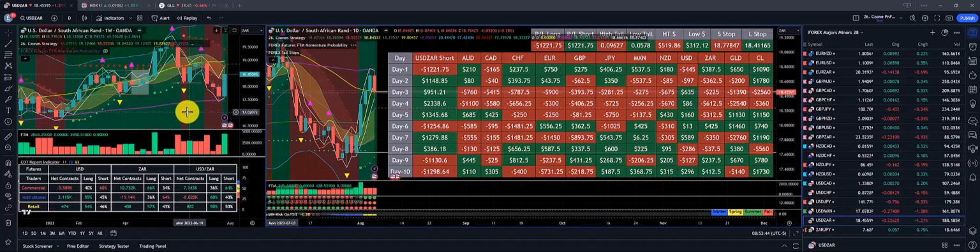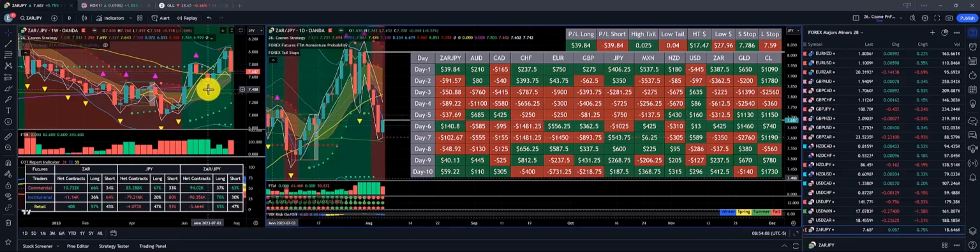US dollar, South African Rand, same thing. Initial surge to the upside. Incredible bounce off the RL270 here. Crowded out on the long side here on the commitment of traders and on the daily. Incredible surge to the upside, as you can see, for these 4 days.